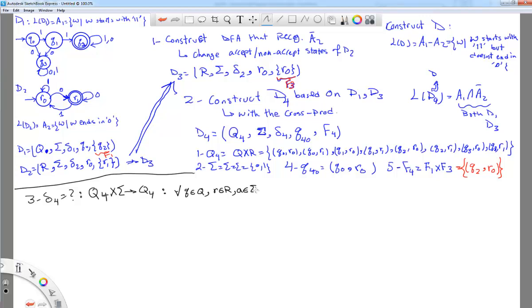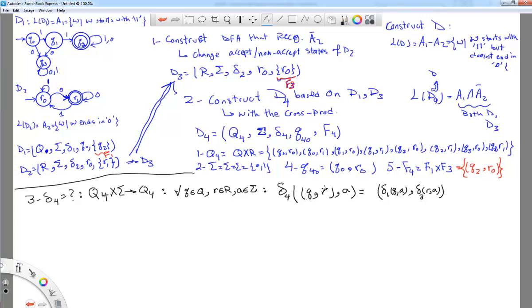and A from your sigma alphabet, the delta sub 4 takes in two states, Q and R, and the alphabet symbol A, and then produces a pair of two states. The first one from delta sub 1 of Q and A, and the second one from delta sub 3 of R and A. So this way we're constructing the computation of our machine. So then let's write these down.